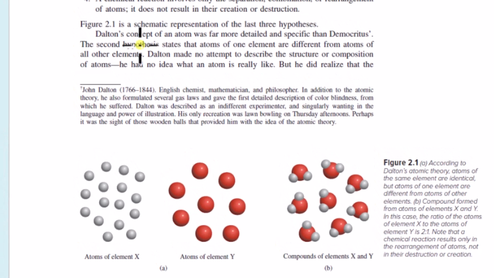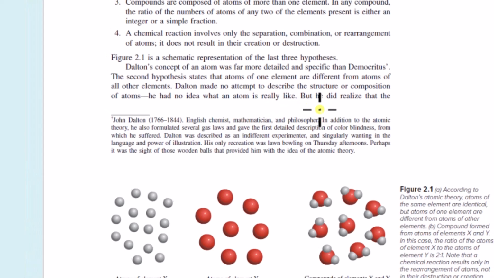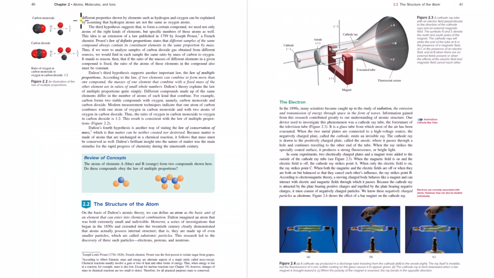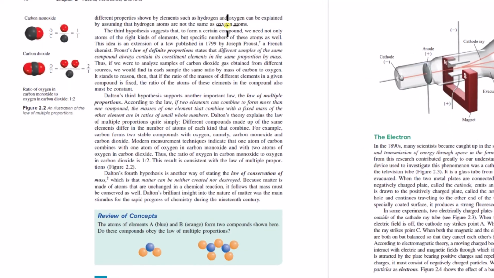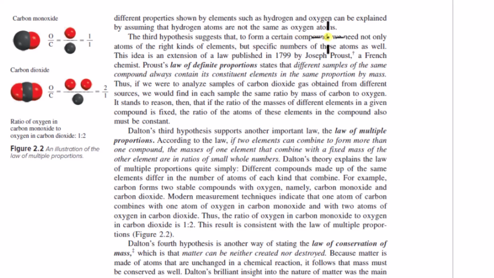Okay, so it says, Dalton's concept of an atom was far more detailed and specific than Democritus's, and backed by more experimental evidence. The second hypothesis states that atoms of one element are different from atoms of all other elements. Dalton made no attempt to describe the structure or composition of atoms, right? That's what we're going to do in the next video. He had no idea what an atom is really like, but he did realize that the different properties shown by elements, such as hydrogen and oxygen, can be explained by assuming that hydrogen atoms are not the same as oxygen atoms.